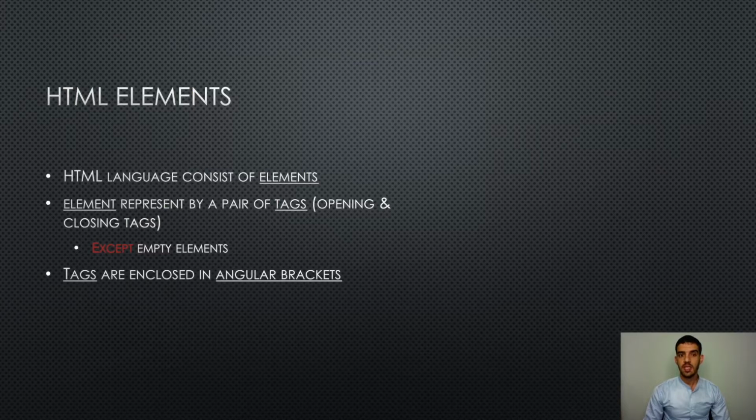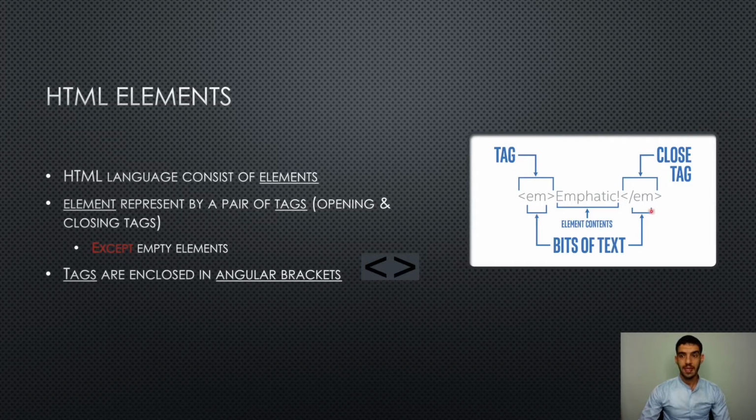HTML consists of a variety of elements, and as I said just now, only empty tags or empty elements will have no closing tag, but mostly the rest will have an opening and a closing tag. So each tag for the element will be enclosed in angle brackets, with the opening tag, closing tag, as well as the content between them. That's what forms the element.